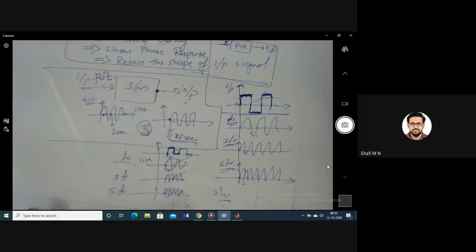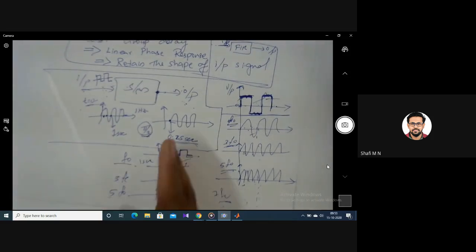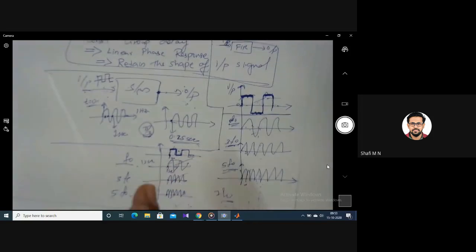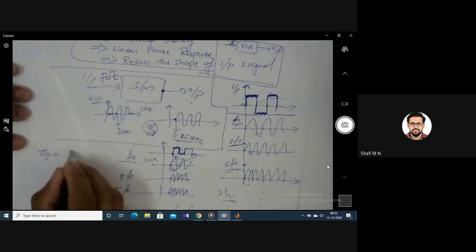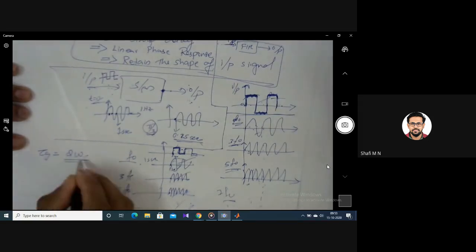ഗ്രൂപ്പ് ഡിലേ ക്ലിയർ ആണോ? If all the group of frequencies are delayed by the same amount, then only you are able to reconstruct the signal. So the group delay has to be constant. ഈ ഗ്രൂപ്പ് ഡിലേ എന്ന് പറയുന്നത്, that I am writing like this, tau g is equal to say 2 omega എന്ന് വന്നു. It's not a constant, isn't it? Assume that your tau g equals 2 omega. Is it a constant? No, it's a function of omega.